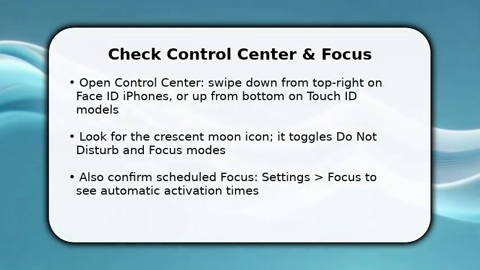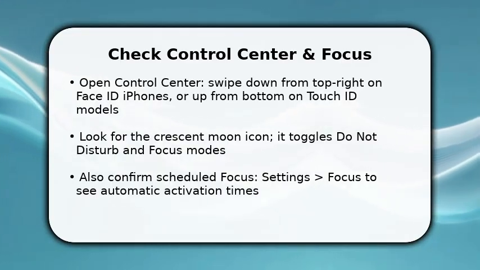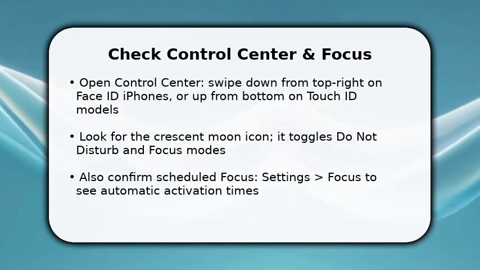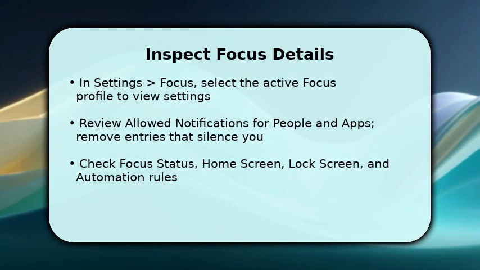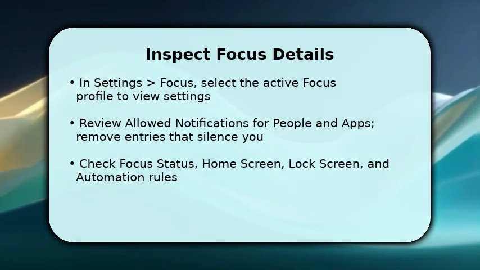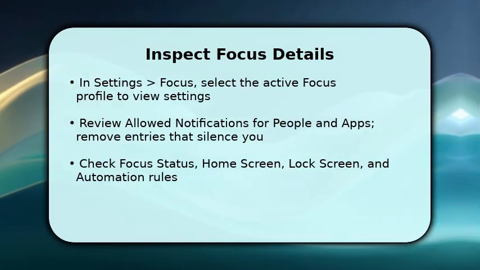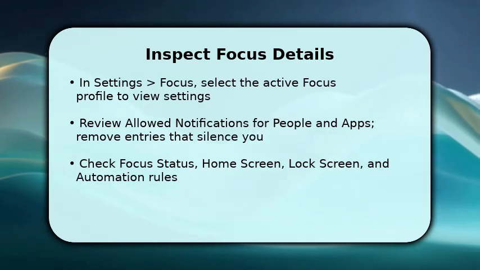Make sure you disable any schedule you don't want and check Allowed People and Apps so notifications behave as expected. Now you dive into the focus profile itself to find why Do Not Disturb keeps coming back. You'll review allowed notifications, remove any app or contact that shouldn't be silenced. Then inspect home screen and lock screen options because they can hide badges or dim notifications.